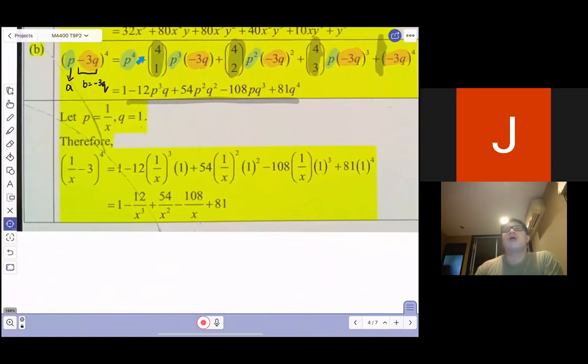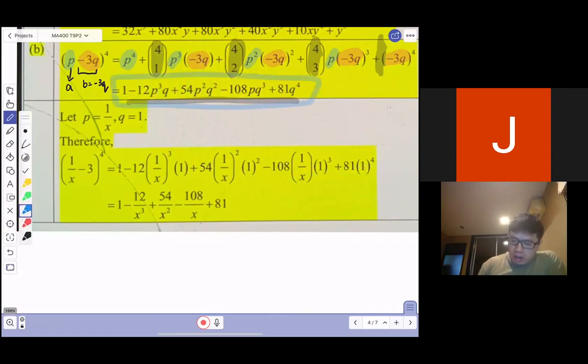So remember that just now, this is 1 over x, and P is equal to 1 over x. So you have this, this was your answer. From this onwards, you are going to let P be 1 over x and Q be 1.